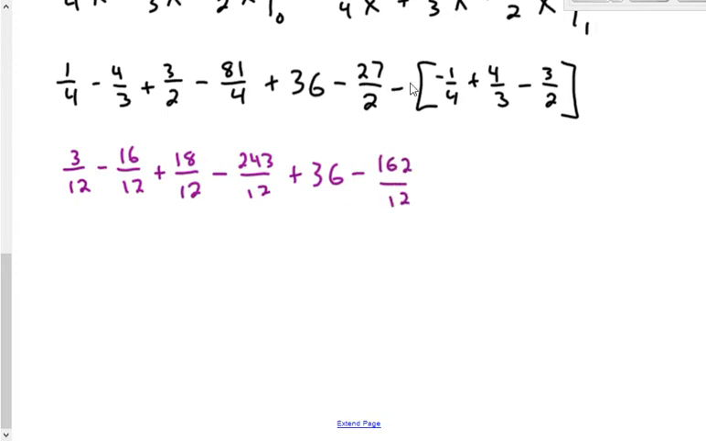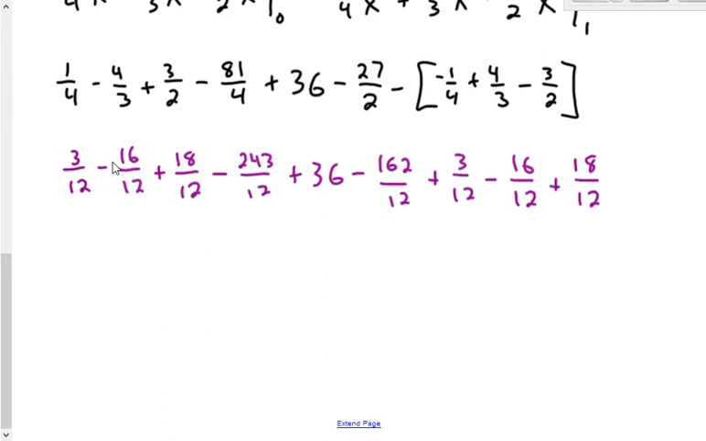This negative and this negative make a positive. And then multiply this by 3, get 3 over 12. Negative times a positive makes a negative. Multiply this by 4 and get 16 over 12. Negative and a negative makes a positive. Multiply this by 6 and get 18 over 12.